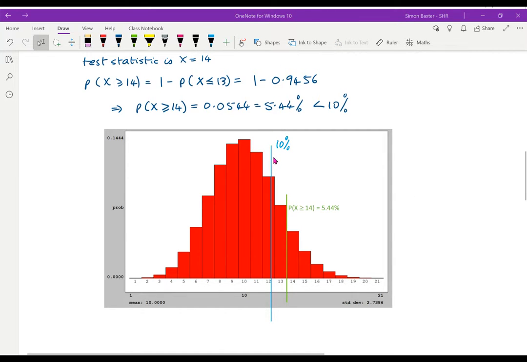So if my 10% area is here, this is my critical region. The blue line isn't necessarily in the right place, but it is to the left of the green one. And anywhere that I place the blue line to the left of the green, 14 must be in the critical region. So that is how we think of this one.